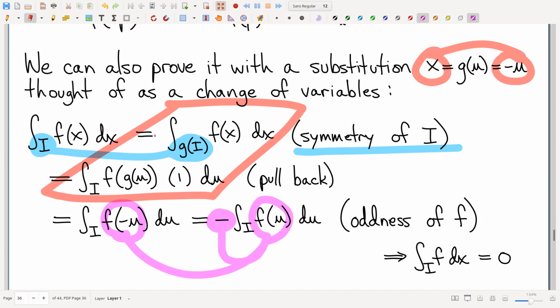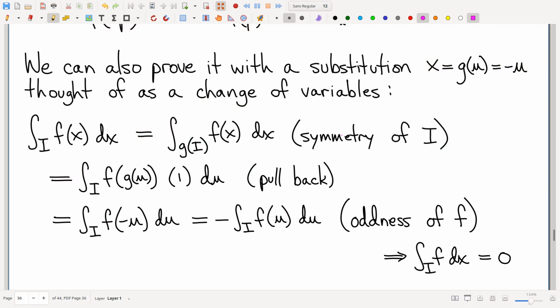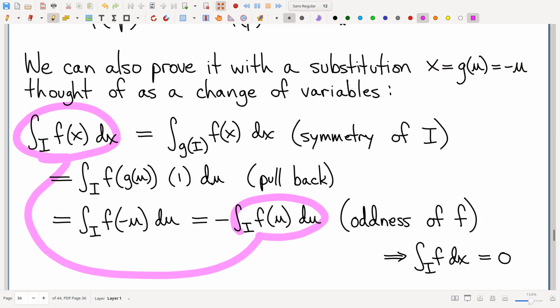And we're done. We have just shown by this pullback argument that this integral is its own negative. And what value could it possibly be if it is its own negative? There is only one number that is its own negative, and that's 0. And so therefore the integral is 0 as required. It's a lovely little proof, using substitutions.